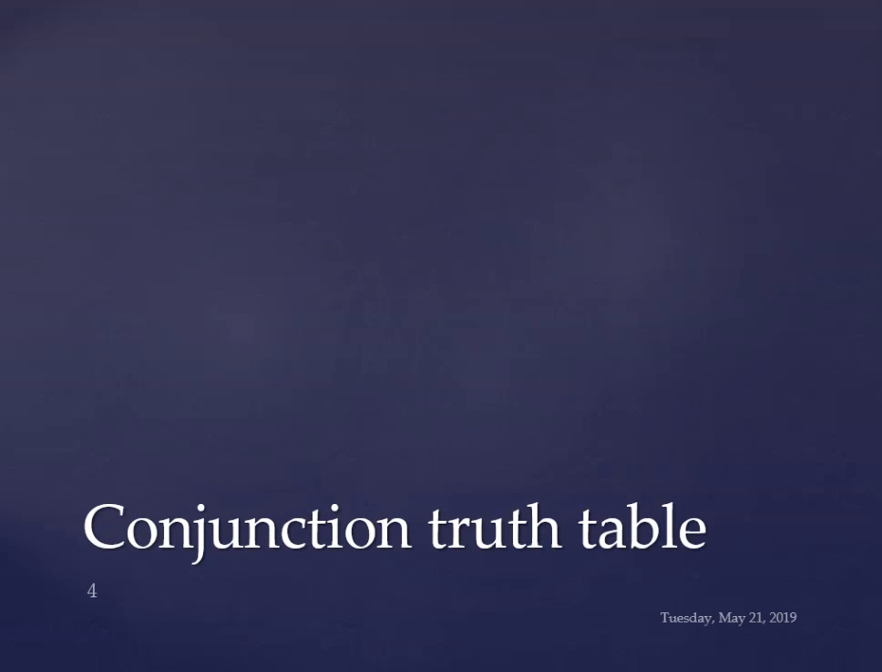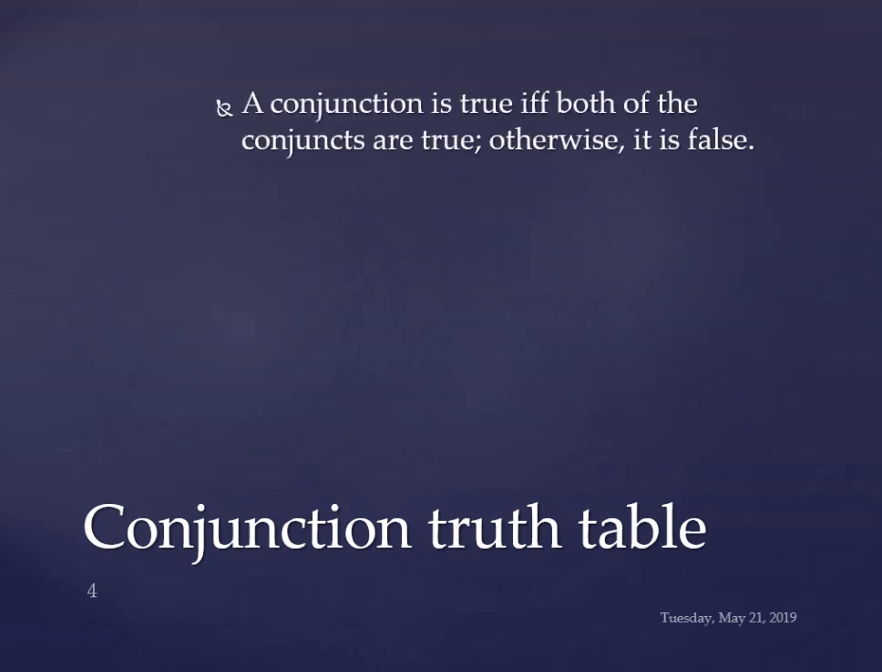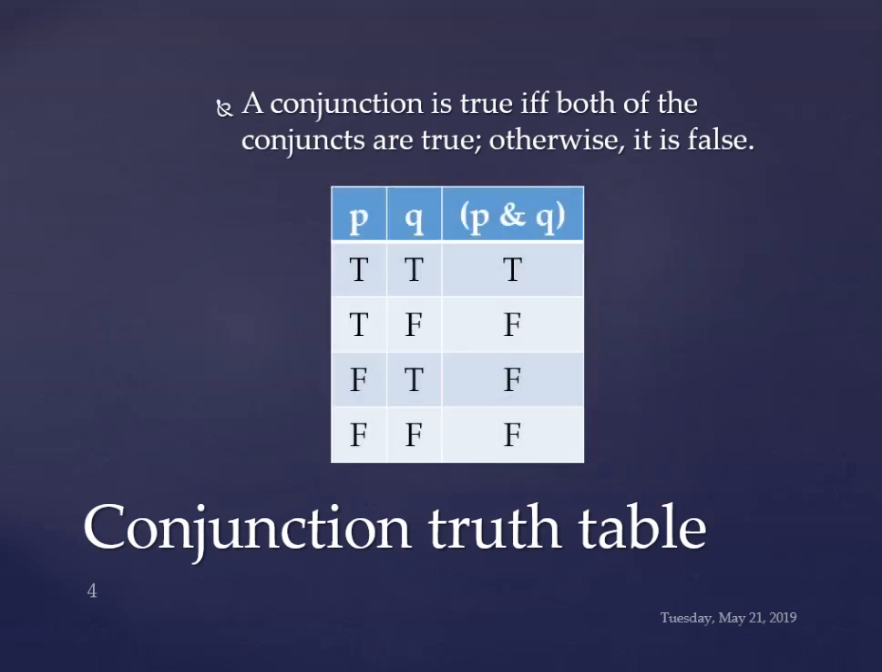Conjunction truth table, well, a conjunction is true if and only if both of the conjuncts are true, otherwise it's false. So here we're going to represent P and Q. P and Q are two different formulas, two different atomics. These are the four possible combinations: two truths, P is true and Q is false, then P is false and Q is true, and then two falsehoods. And this is what it looks like. The conjunction is only going to be true if both sides are true. So there's row one, it's true, and otherwise it's false.